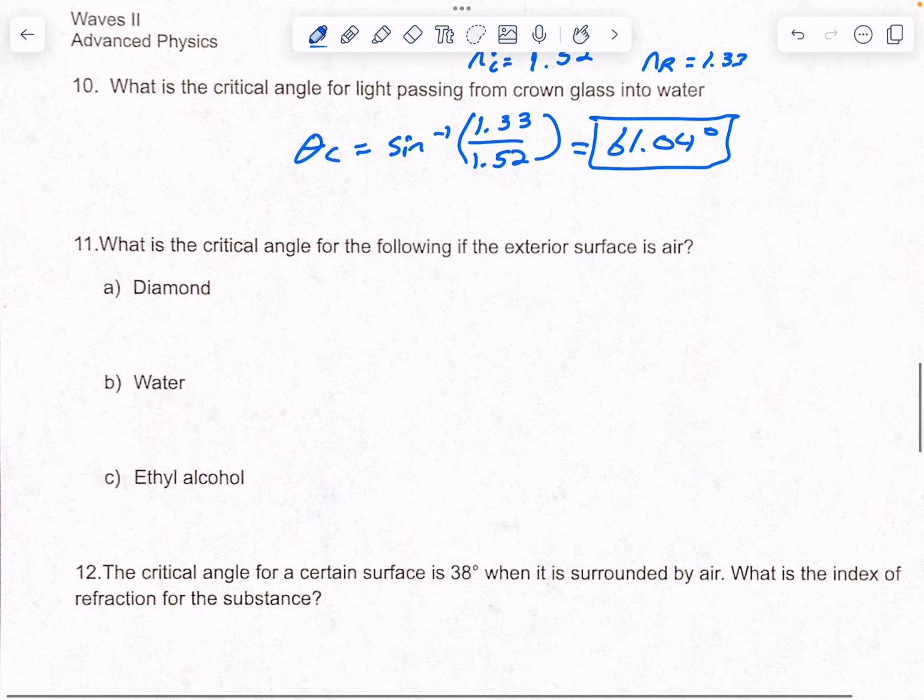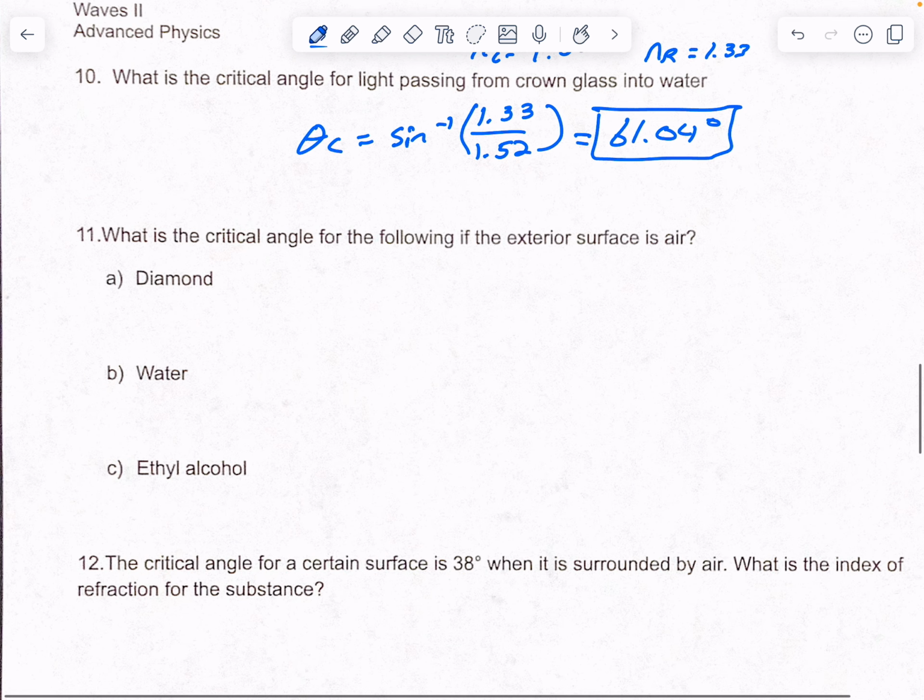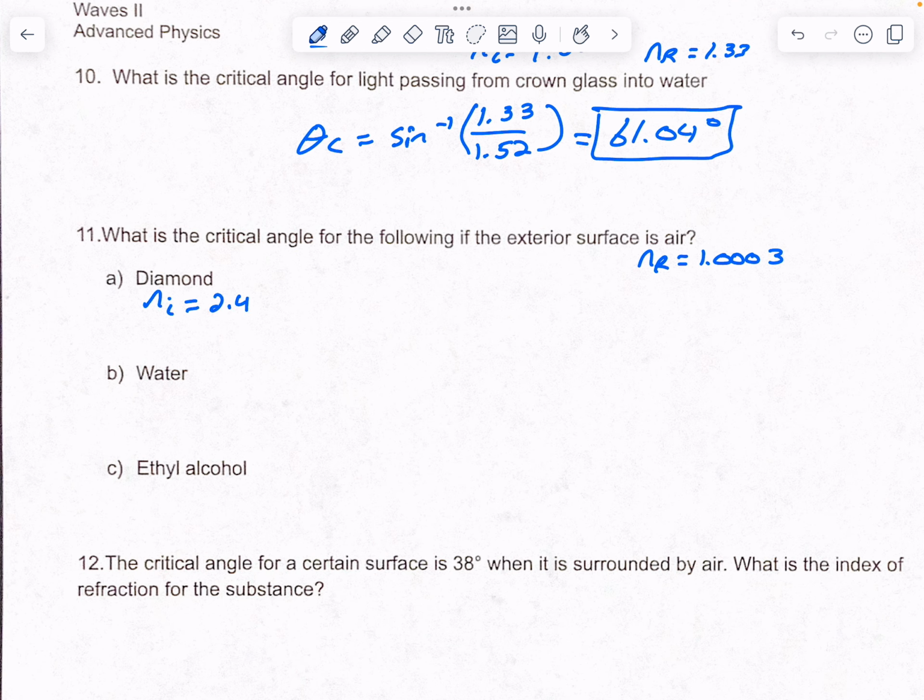11, what is the critical angle for the following if the exterior surface is air? Okay, so that means you have to be going to air, okay, because air is going to be less dense. Okay, so that's going to be your NR, which is 1.0003. Okay, your diamond is going to be your NI. Okay, that is going to be 2.42. So inverse sine of 1.0003 over 2.42. That gives you an angle of 24.42 degrees.